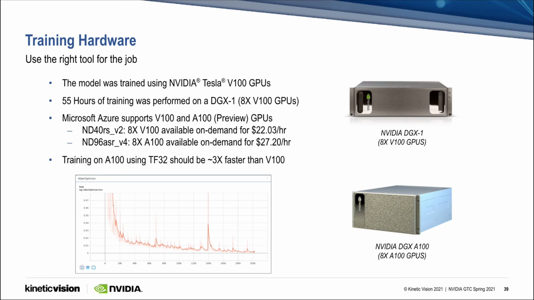One thing to note is that Microsoft Azure supports V100s and A100s in preview right now. The V100 instance, which has 8 cards, is available on demand for $22 an hour, and the A100 with 8 cards is available on demand for about $27 an hour. And one thing to note is that as you train with the A100, SimNet is enabled to use the new TF32 method for training, which really should be about 3 times faster than training on the V100s.